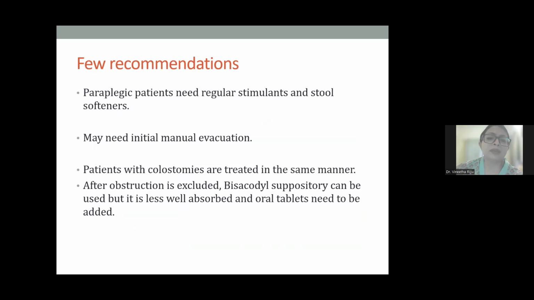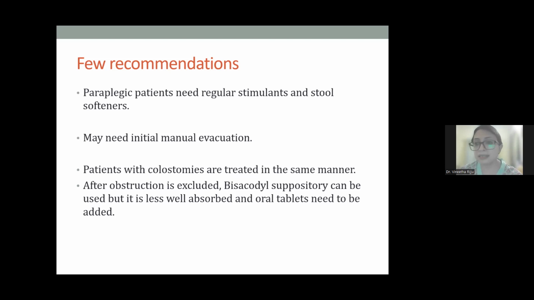Now, a few recommendations. Paraplegic patients need regular stimulants and stool softeners, which can be used on a regular basis. Now, in paraplegic patients, bowel opening is often an ordeal. Some of their family members time it in such a way that they are also able to facilitate it in the best way possible. So sometimes they put a suppository for the patient once in 3 days, which is most comfortable for them.